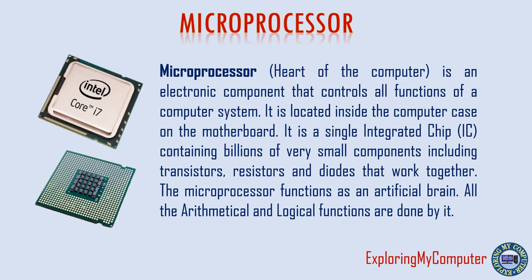Microprocessor, Central Processing Unit, CPU. The microprocessor, the heart of the computer, is an electronic component that controls all functions of a computer system. It is located inside the computer case on the motherboard. It is a single integrated chip, IC, containing billions of very small components including transistors, resistors and diodes that work together. The microprocessor functions as an artificial brain. All the arithmetical and logical functions are done by it.